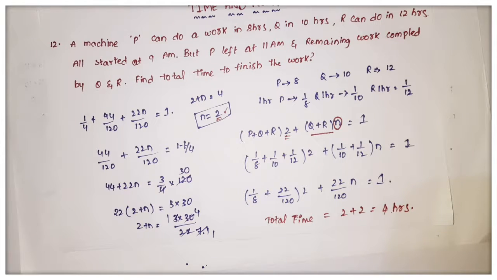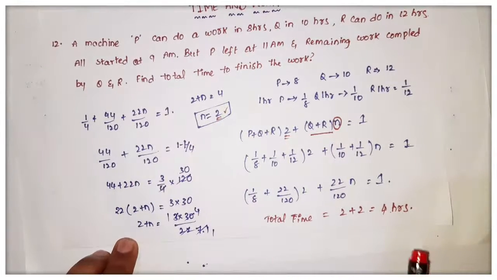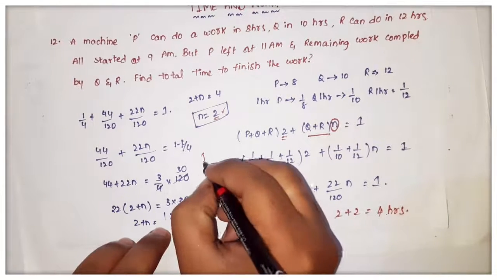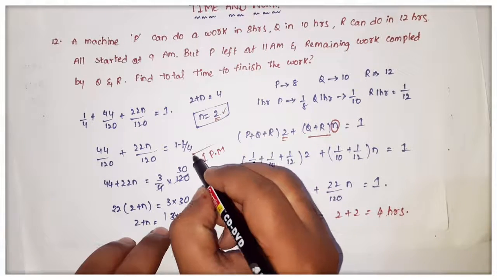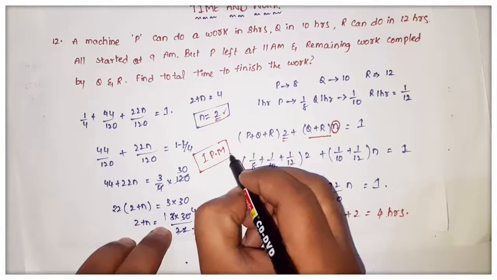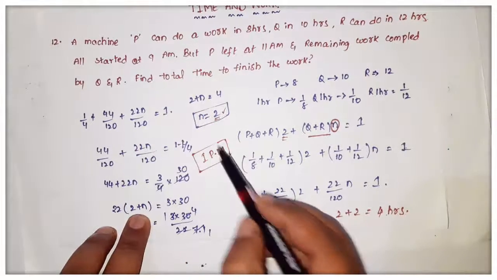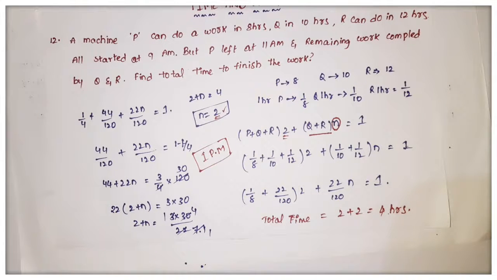If he asked at what time the work will be finished, they started at 9 a.m. and worked for 4 hours. At 1 p.m. the work will be completed. We must add 9 a.m. plus 4 hours, that is 1 p.m. At 1 p.m. the work will be finished.